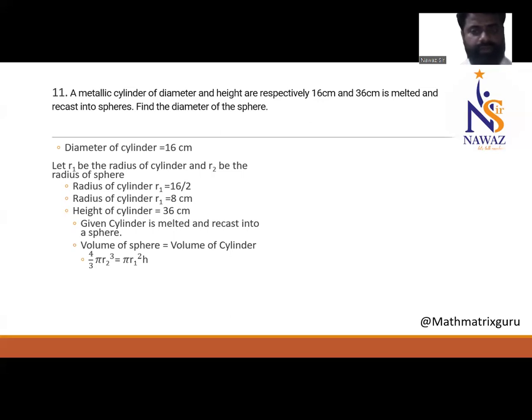Here pi is there on LHS as well as on RHS, so pi and pi will get cancelled. We'll be left with 4 by 3 r2 cube equal to r1 square h. Next step. R1 is 8, so r1 square is 8 square, and h is given as 36. So r2 cube is equal to 8 square, 64, into 36. 4 by 3 I'm taking to RHS, so it will become 3 by 4.